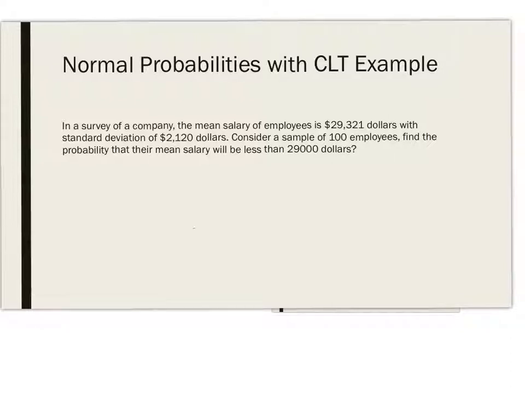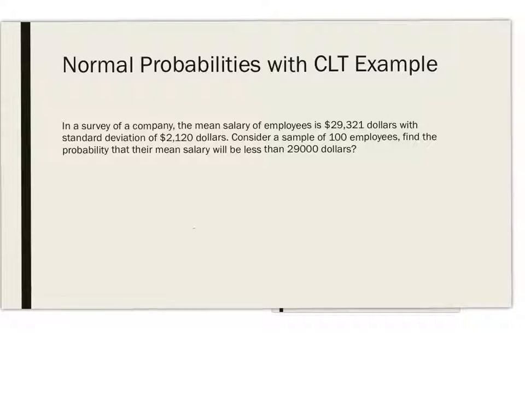It says, in a survey of a company, the mean salary of employees is $29,321 with a standard deviation of $2,120. Consider a sample of 100 employees. Find the probability their mean salary will be less than $29,000. So here's how this works. What we're interested in is a sampling distribution for the sample mean.